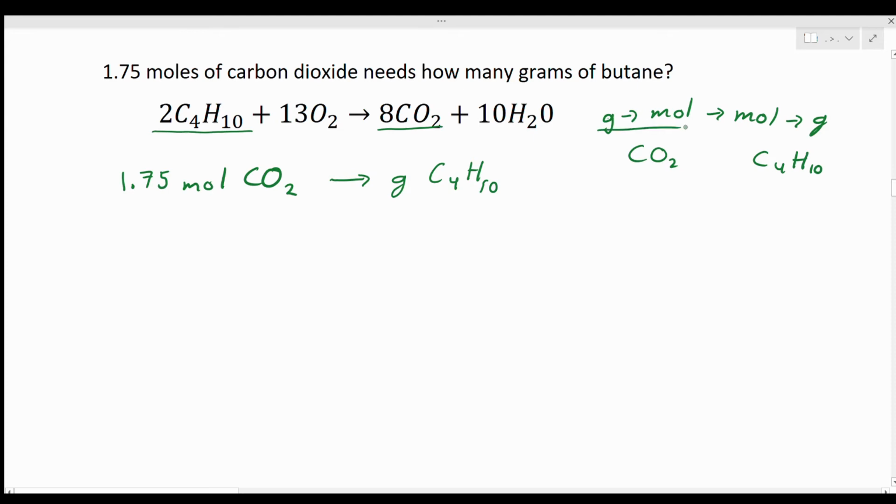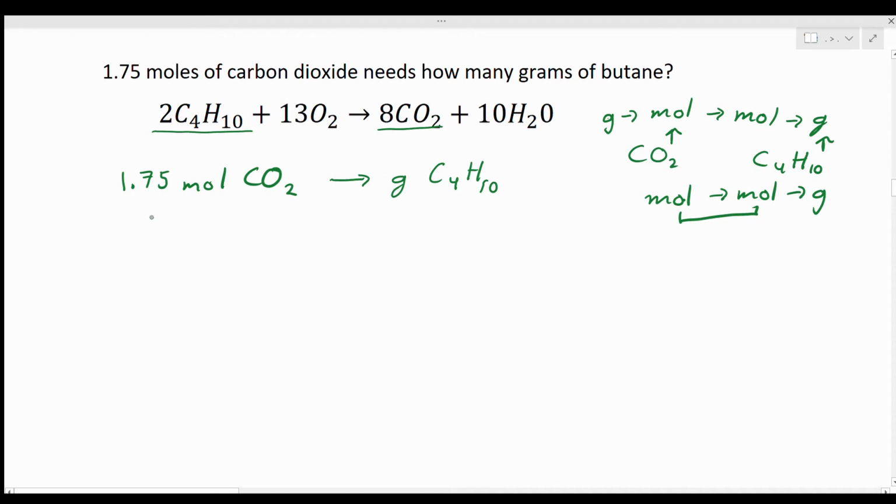So if this side is going to be our carbon dioxide and this side will be our butane, then we know that we start out with moles of carbon dioxide and we're ending with grams of butane. So our map then needs to be the moles of carbon dioxide to moles of butane to grams of butane. First, we're going to convert moles to moles. So moles of carbon dioxide to moles of butane, which is going to be the same steps that we did in the two previous examples.